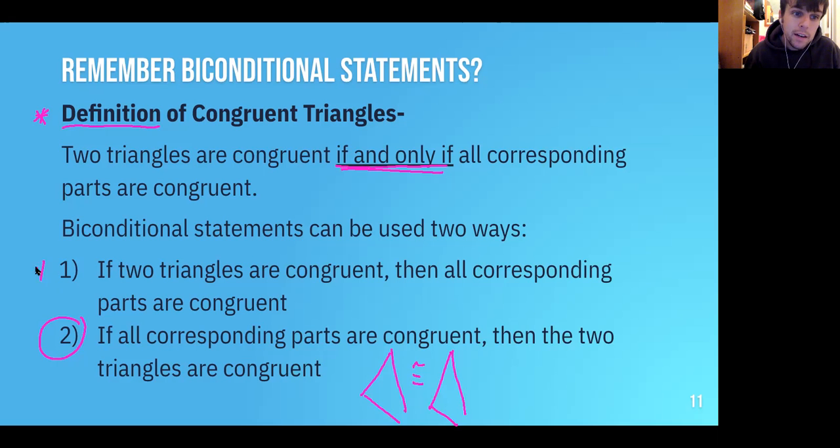This one right here, while also something that we've used here and there as we've been discussing congruent triangles, is actually going to be the key to CPCTC. If we have two triangles and we know that they're congruent, then that means that any and all corresponding parts are going to be congruent. Again, that's going to be the key to CPCTC.